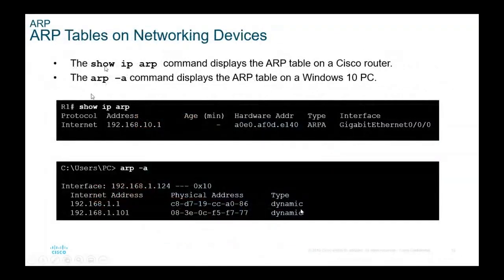All right, so here are some commands. The show ip arp is what you do on a Cisco IOS device, a Cisco router or switch. The arp -a is what we do with the Windows computer. And these are some of the entries we see. So this is in a router, let's say, and this is in our Windows computer.